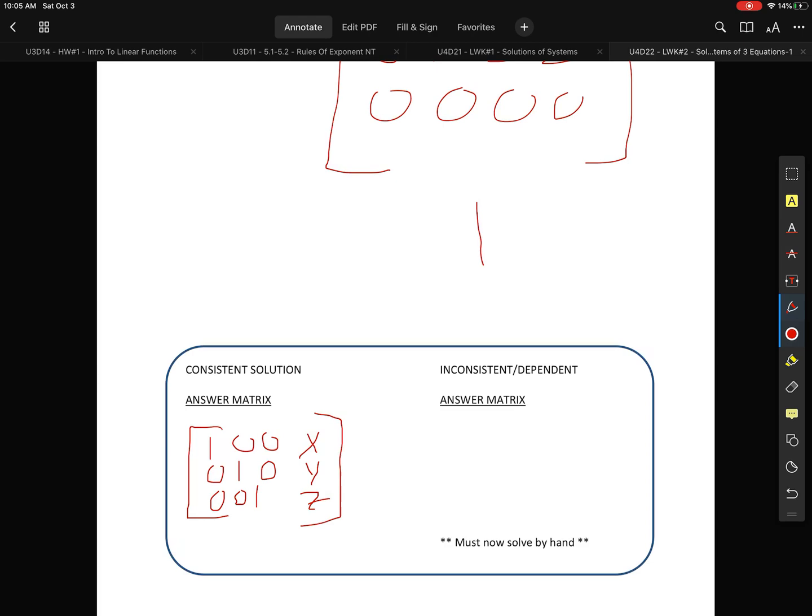If we have something that looks like this, with the zeros on the bottom, this is a consistent dependent answer matrix. This means that somewhere in the problem, we have the exact same lines. Right? If we had something like this, if you had a matrix where the bottom row was 0, 0, 1, meaning we did not have the diagonal ones followed by the answers, this would be inconsistent.